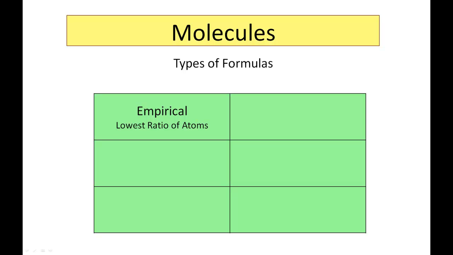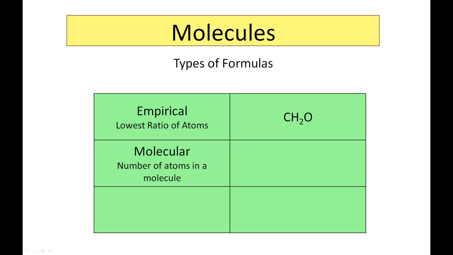The first one's an empirical formula. This shows the lowest ratio of atoms. An example would be CH2O. There's going to be a ratio of 1 carbon for every 2 hydrogens for every 1 oxygen. That's the typical form of a carbohydrate.